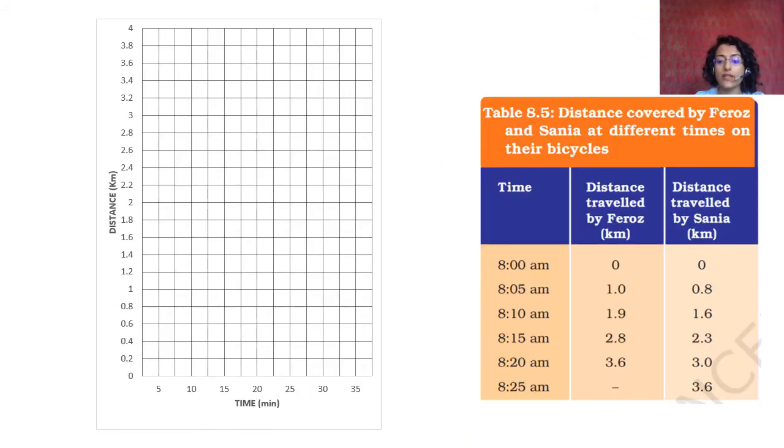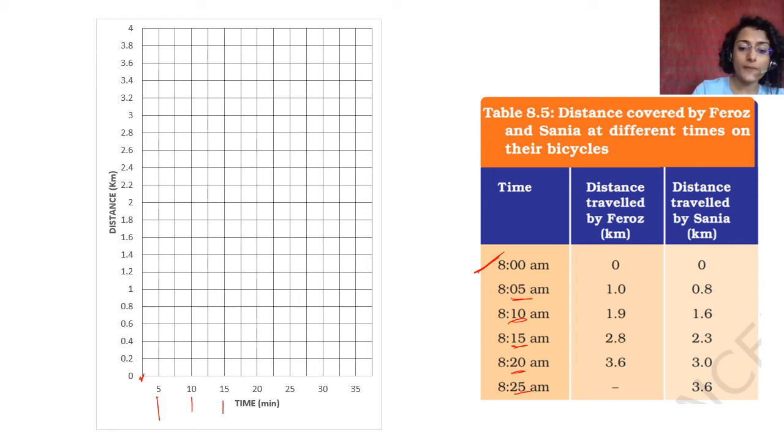Then you come to the next question, where the distance covered by Firoz and Sania at different times on their bicycle is given. What I have done here again is I have taken 0.0 to mean that distance covered is also 0, and that time start point is also 0. So 8 o'clock is 0. I have taken this point as 8 o'clock. And then there are intervals of 5 minutes each. There is a difference of 5 minutes. So I have taken this to be 5 minutes each of these.